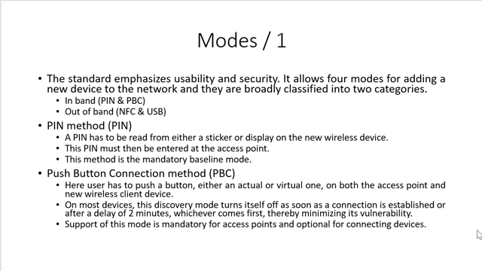PIN method. A PIN has to be read from either a sticker or display on the new wireless device. If you look at an AP, there will be a sticker and on that the WPS PIN should be mentioned. And this PIN has to be entered at the access point. So this is the method which is the mandatory baseline mode. Got it? Yeah. Coming to the second method, that is the push button connection method.